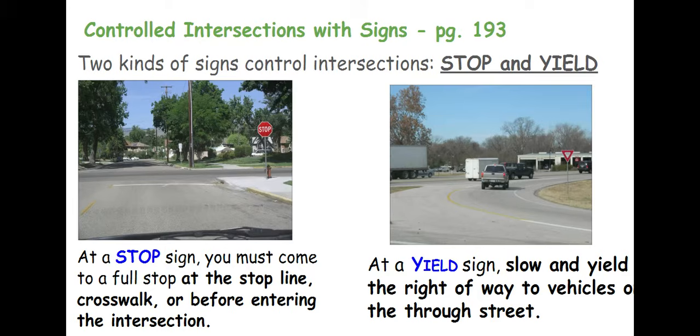The one you'll have a little bit more need to practice at is the yield sign, because you're slowing, you're not coming to a stop. The only time you will stop at the yield sign is when the crossing traffic is not yielding the right of way to you, or as in this example, you're joining traffic on the expressway. So you're going to learn how to slow and yield the right of way to other vehicles that are going through that street.